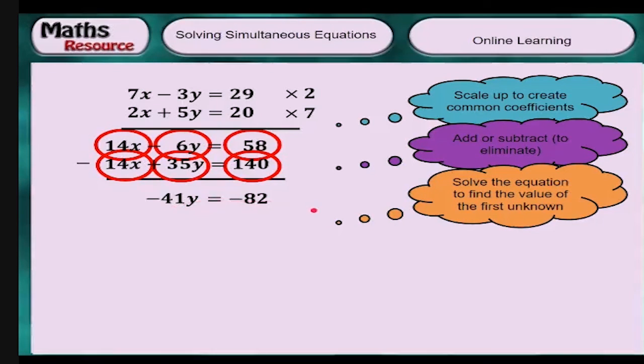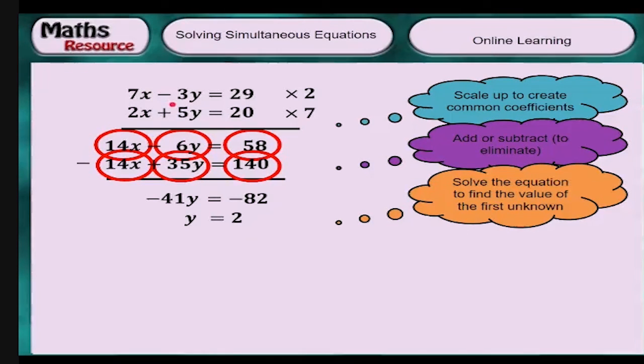Now we solve the equation. So again, I want to get y on its own. I divide by minus 41 this side, I divide by minus 41 that side. So minus 41y divided by minus 41 will give me y on its own. Minus 82 divided by minus 41 gives me positive 2. So y equals positive 2, or y equals 2.